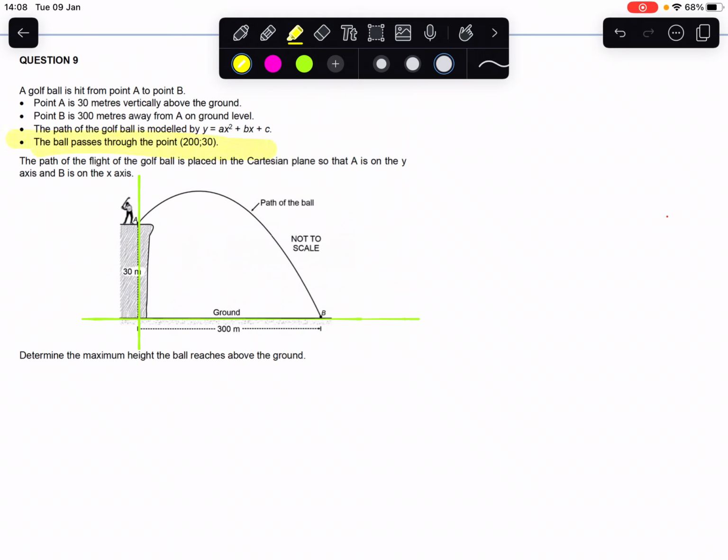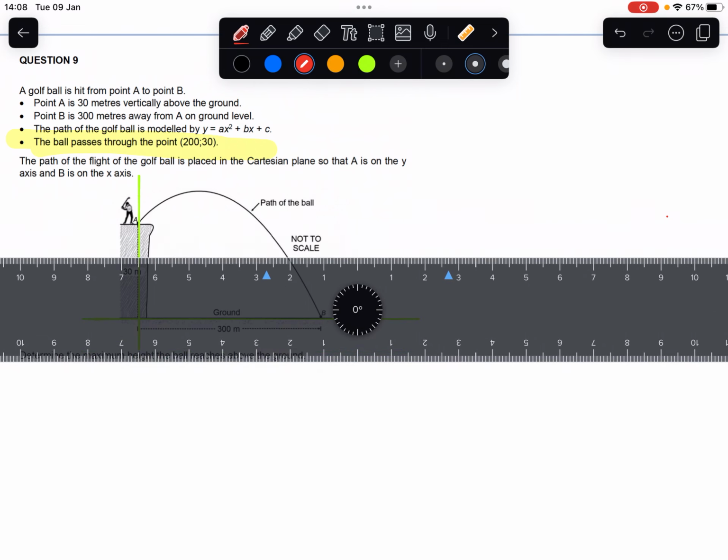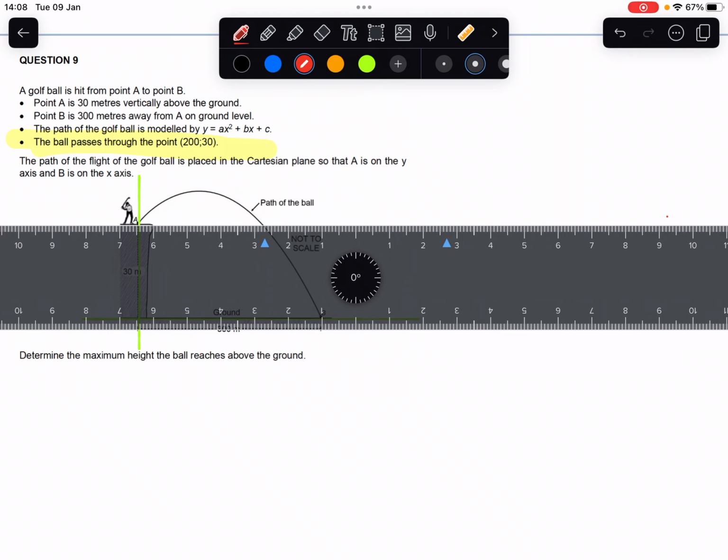So we're being told that when x is equal to 200, y is equal to 30. So in the context of this problem, what that means is when the ball is 200 meters away from point A horizontally, its height above the ground is 30 meters. Very important. So we have this point here. Let's get my ruler again. And it's very cool, and not coincidental, that the height of the ball above the ground is 30 meters. That's also going to be very useful to us.